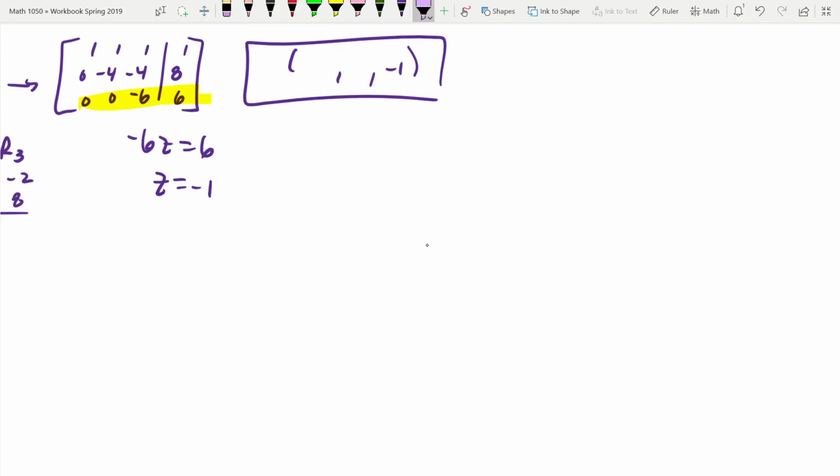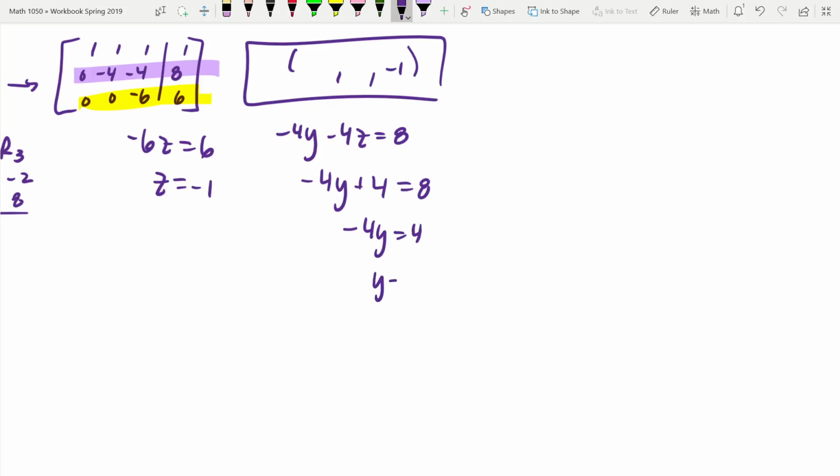Once I have that value, I go up to the one above. That means -4y minus 4z equals 8. Z is a -1, so it's -4y plus 4 equals 8. Pull your 4 over. -4y equals 4. Divide. Y is a -1. Then go to the top. X plus y plus z equals 1. That's x minus 1 minus 1 equals 1. That's x minus 2 equals 1. Pull the 2 over. X equals 3, and you got it.